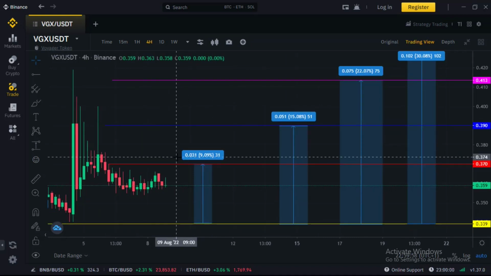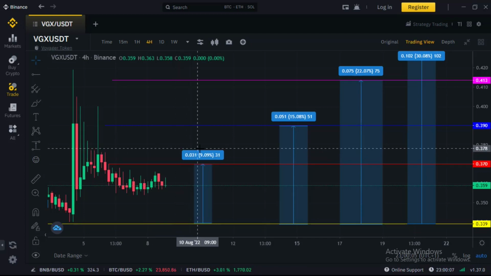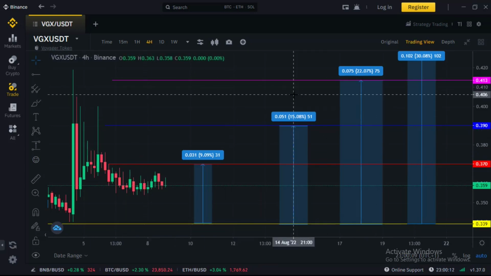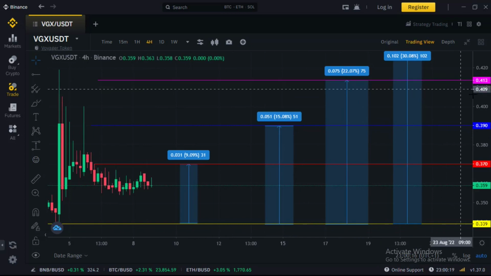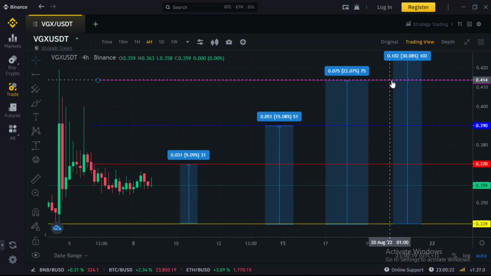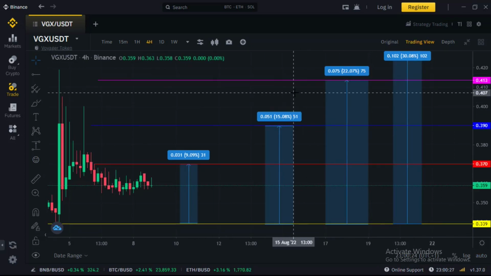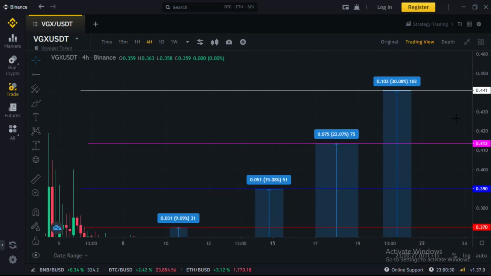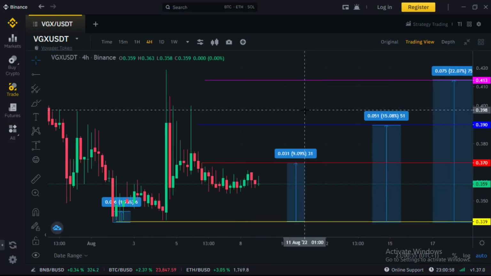And finally, once your buy order is completely executed on the order book, make sure to sell 50% of your VGX portfolio at the safety price, which is selling at 0.413 cent, and sell the other 50% at the take profit price, which is selling at 0.441 cent.